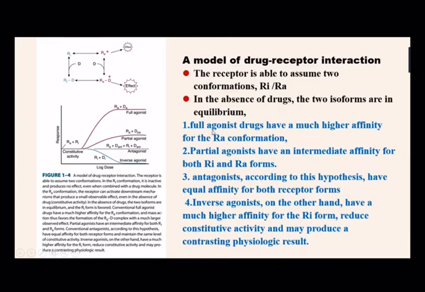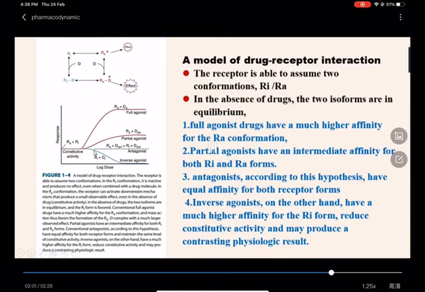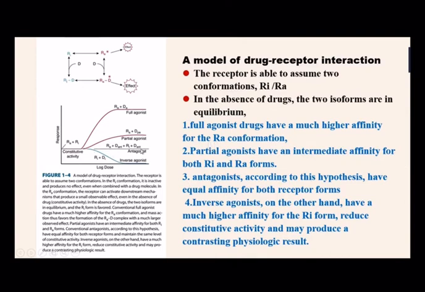1. Full agonist drugs have much higher affinity for the Ra conformation, so they could produce a larger effect. 2. Partial agonists have an intermediate affinity for both Ri and Ra forms, so they could produce a smaller effect. 3. Antagonists, according to the hypothesis, have equal affinity for both receptor forms, so they couldn't produce an observed effect.